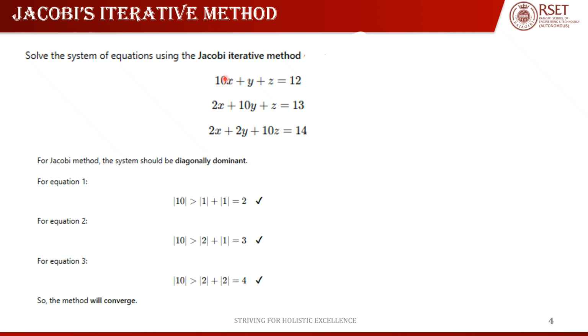For that, you choose the modulus of 10 and see whether it's greater than the sum of the other two coefficients, which is modulus of 1 plus modulus of 1, which is 2. It's strictly greater. So the first row satisfies. For the second row, we take this 10, and 10 is greater than 2 plus 1. For the third row we take this coefficient and see whether it is greater than the sum of the other two coefficients, and it's true. So all three equations satisfy, so the method will converge.